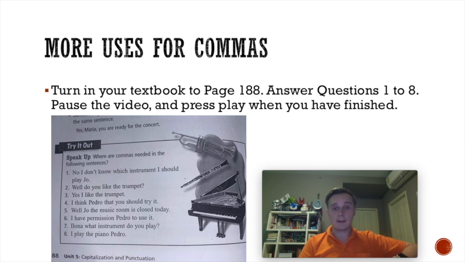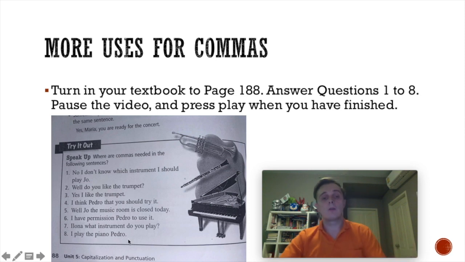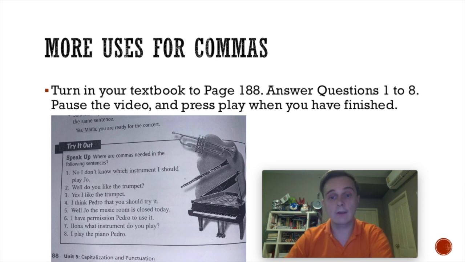Okay, please get your textbook and open it to page 188. Look at questions 1 to 8. Like you've done before, you need to add commas to these sentences. And again, if you don't have your textbook, when we pause the video, please get paper and write these sentences.